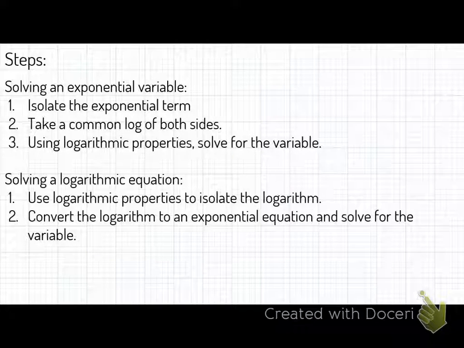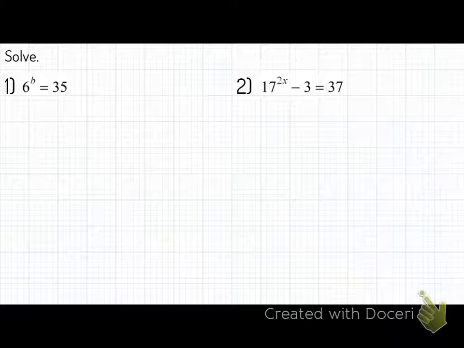Okay, let's continue on here. So, number 1, solve. We want to figure out what the letter is. So the letter in this case is B. It says 6 to what power? 6 to the B power is equal to 35.